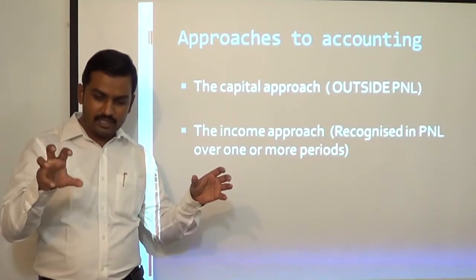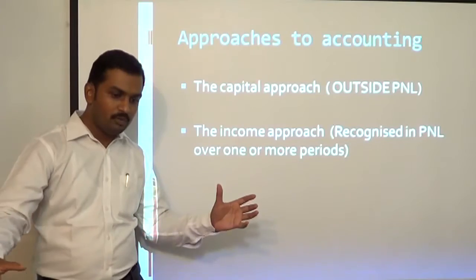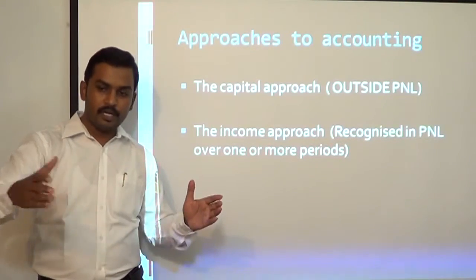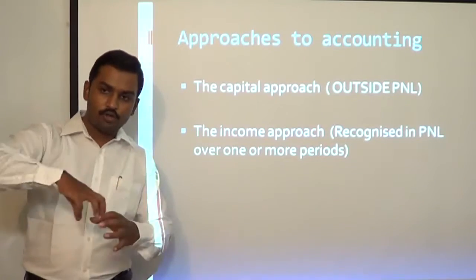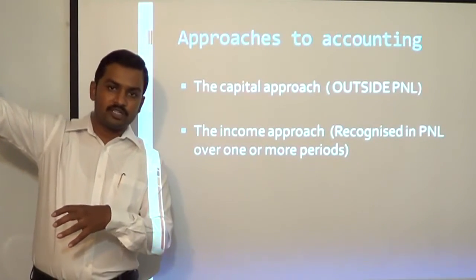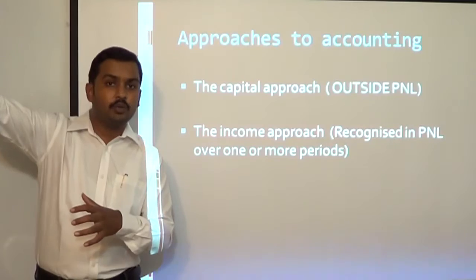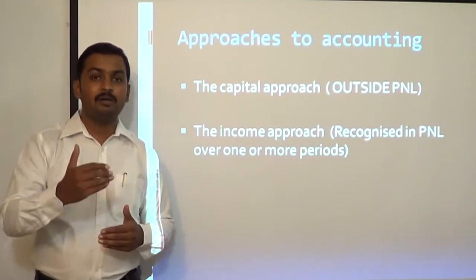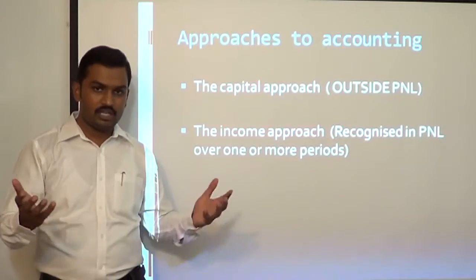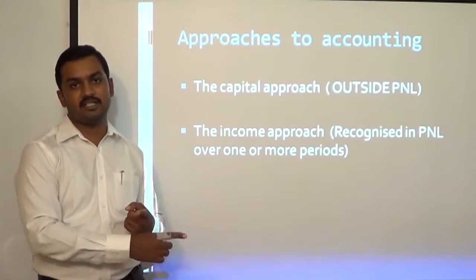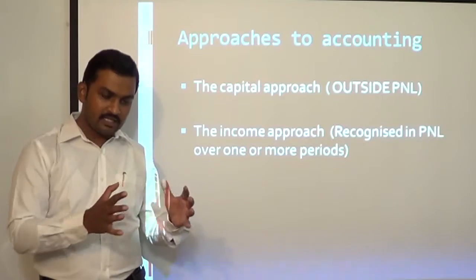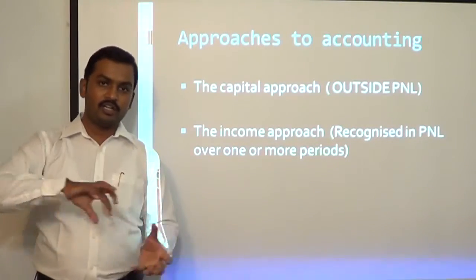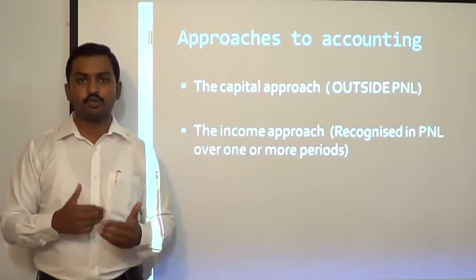So whether this government grant, which is showing a credit balance, should be credited to P&L account immediately, or should it be recognized in P&L account over a period of time, or should it be credited directly to owner's interest, directly to equity, are the various alternatives available for accounting for government grants. Immediately recognize it as income. Second is recognize it as income over a period of time, over a number of years. Third, you can directly credit it to equity. So which approach should I follow?